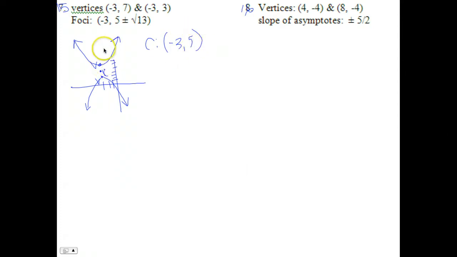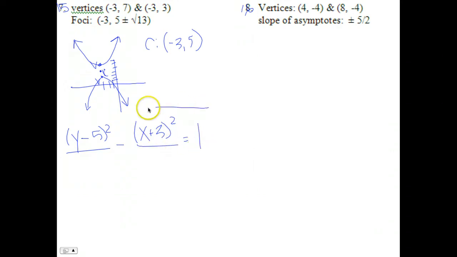Keep in mind, since these arms are opening up, our y value is going to go first. So we'll have y minus 5 squared over something minus x plus 3 squared over something equals 1. And you can fill in the equation step by step as you see fit. You don't have to wait till you have it all done. Underneath y, it's going to be the vertical distance from the center to a vertex. So that's 2 units. So 2 squared will give us 4.